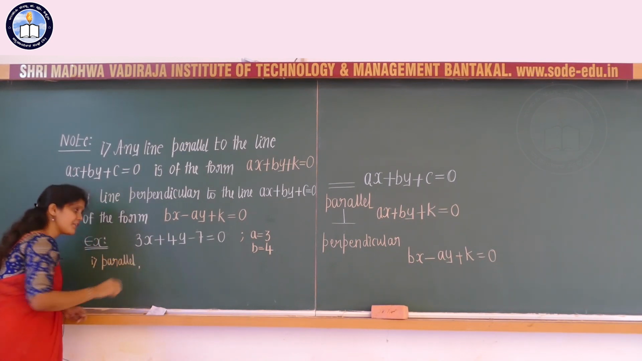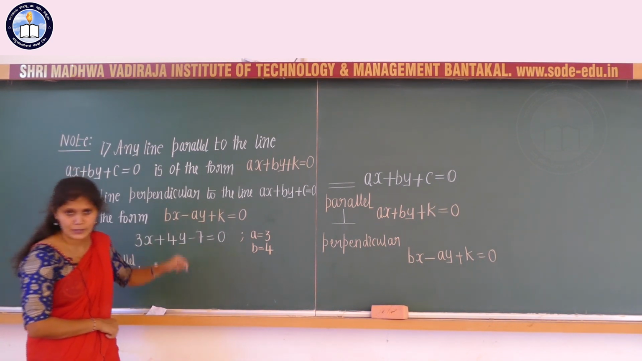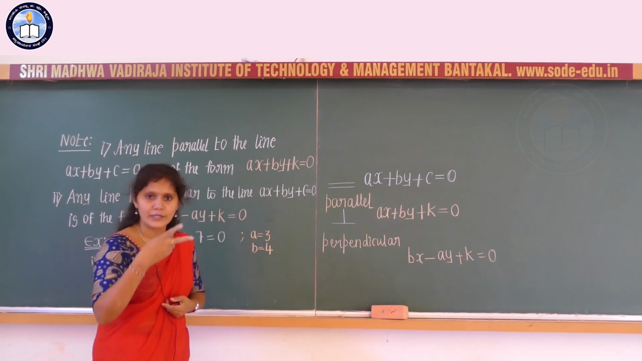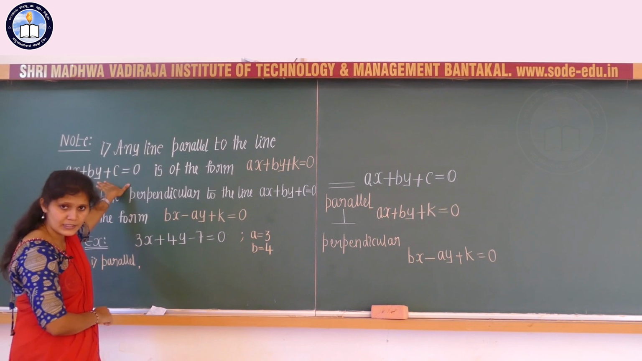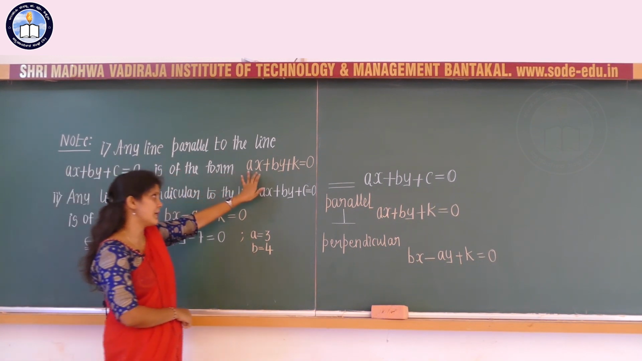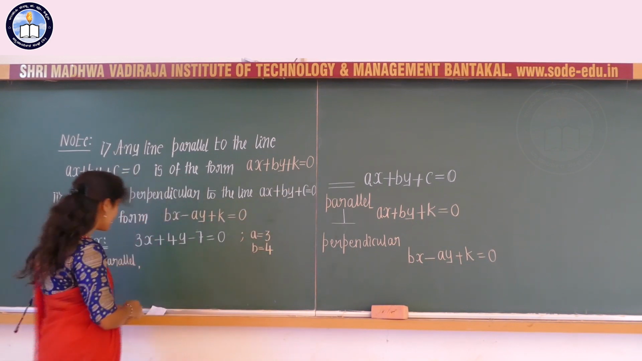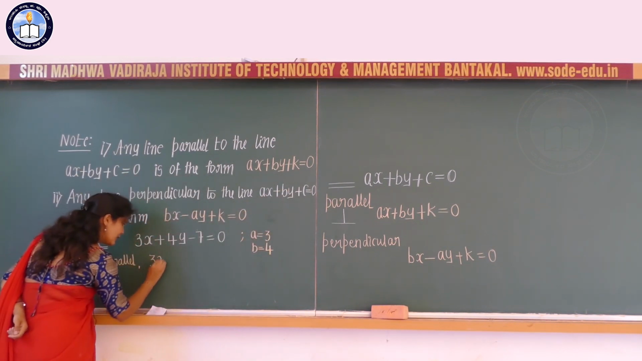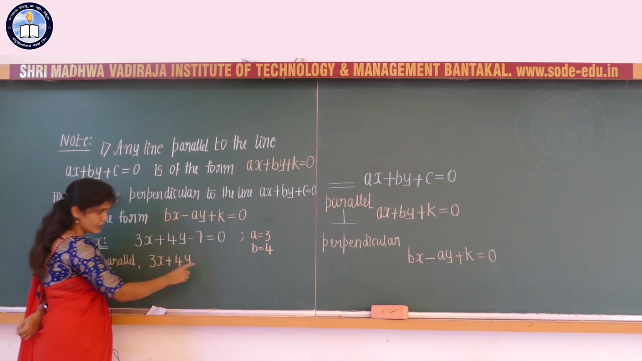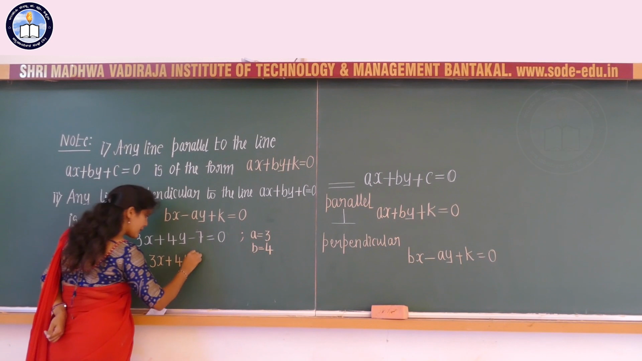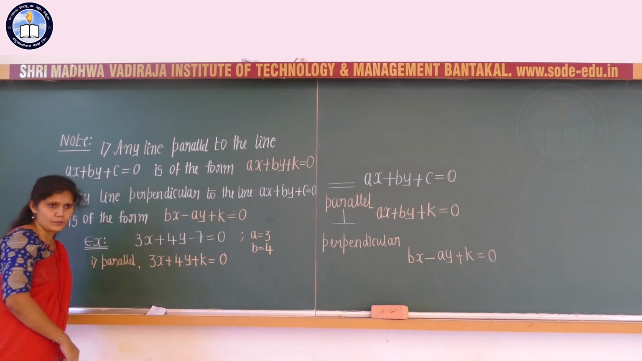That means if any line is parallel to 3x plus 4y minus 7 equal to 0, how do we find its equation? What is the form? If any line is parallel to the general form, then it is given by a into x plus b into y plus k equal to 0. That is, 3 into x plus 4 into y plus k equal to 0. This constant c I should replace by k.